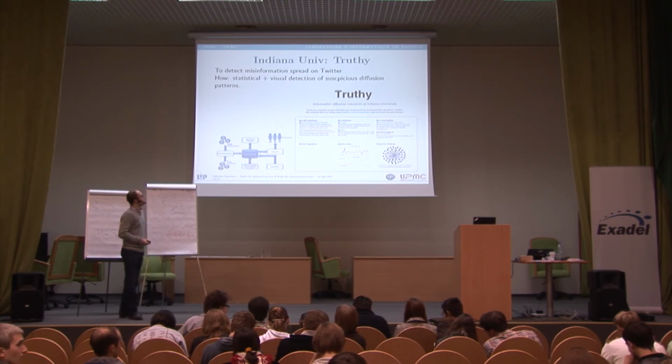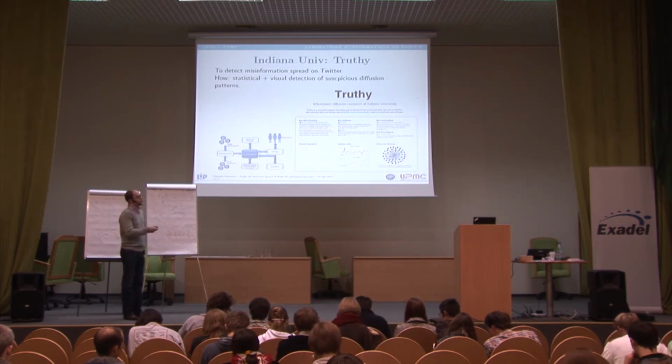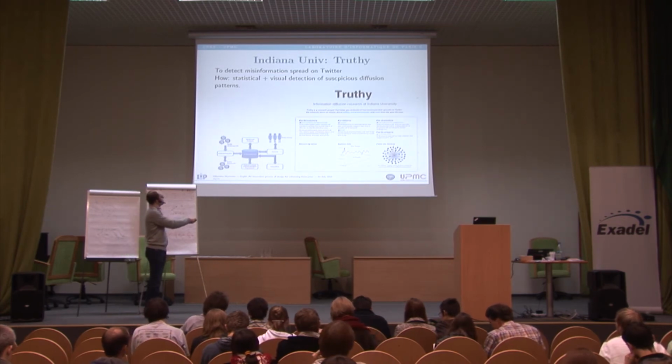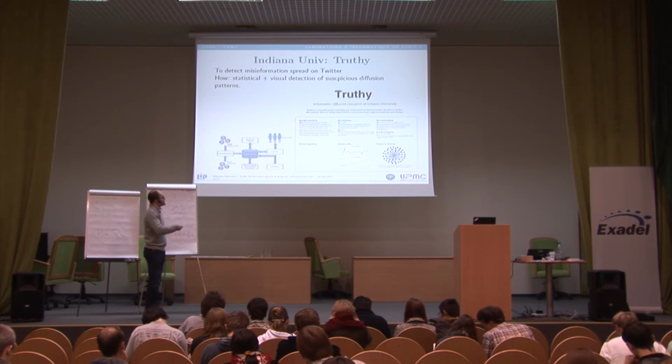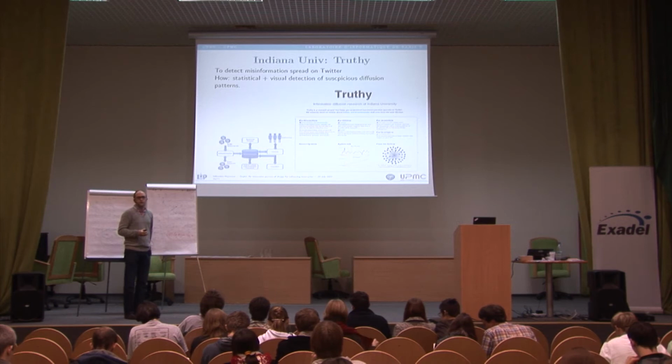So at Indiana University, they created this project called Truthy at another complex networks laboratory. I don't have exactly the name, but they monitor Twitter in real time. They apply data mining and machine learning techniques, and they try to detect the suspicious diffusion of information based on the shape of the network.